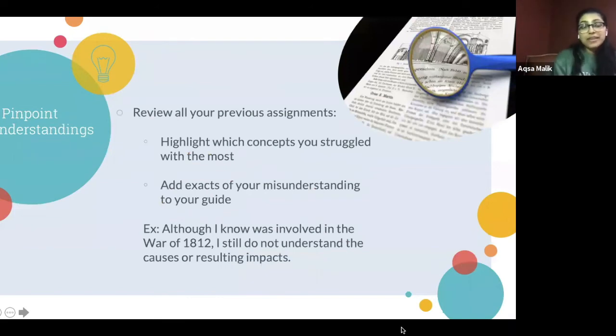And then from there, you really want to start pinpointing your misunderstandings. So I suggest you use previous assignments, homework, and tests and try to understand what you're getting wrong and kind of highlight that onto your outline. For example, in your history class, if you don't understand the War of 1812, dig a little deeper. What don't you understand? Maybe you don't understand the causes, the resulting impacts. You want to really ask yourself these questions.